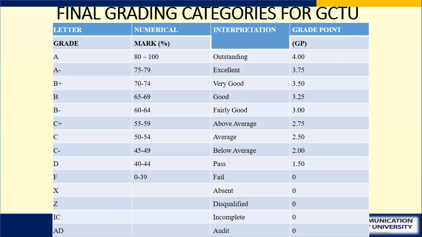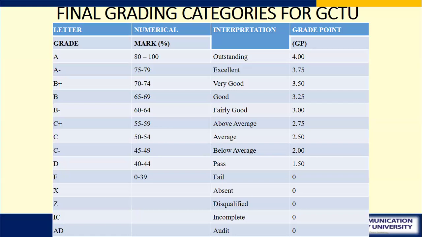And this is the grading system. If you score between 80 and 100, it is A. Between 75 and 79 is A minus. Between 70 and 74 is B plus. Between 65 and 69 is B. Between 60 and 64 is B minus, and 55 to 59 is C plus. If you score 50 to 54, it is C. 45 to 49 is C minus. Then 40 to 44 is D. If you score anything below, 39 and below, it is F.